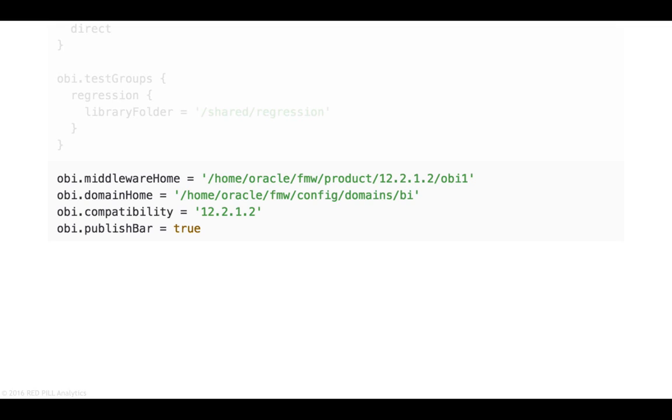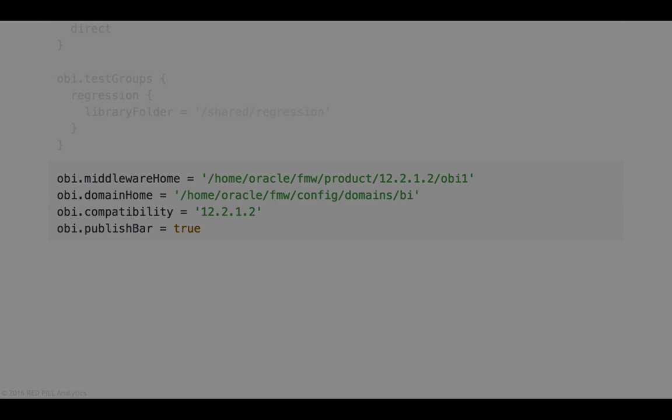And finally, we have the publish bar parameter. So this is a 12c specific capability for us to, anytime we're publishing artifacts, we can choose to also build the bar file and publish the bar file. And the only reason that's not on by default is it does take quite a bit of time in the 12c APIs to actually build a bar file, several minutes usually. So this is just an easy way for you to bypass that if you're not currently using the bar file.